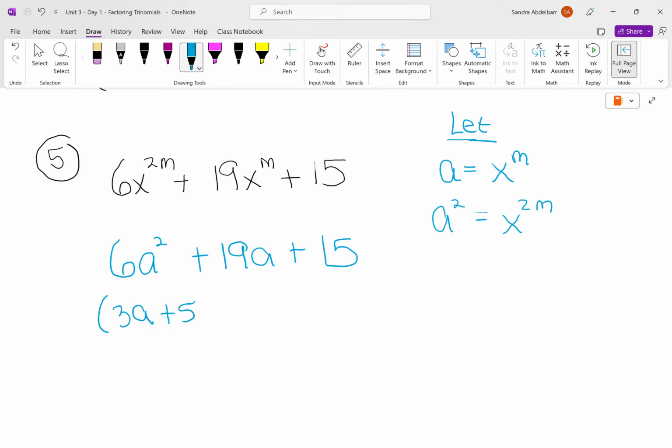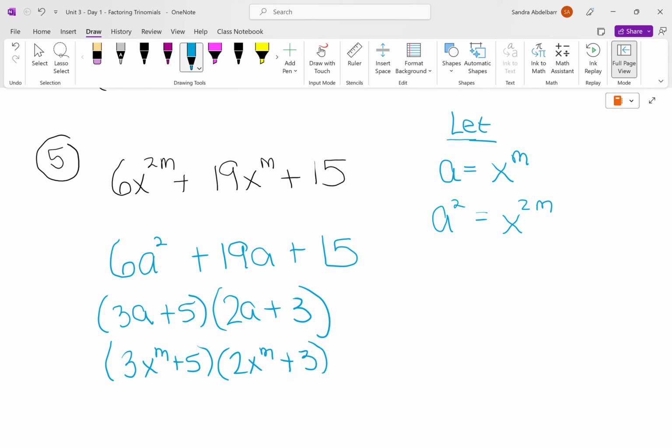If we didn't, let's say we would have gotten 3a plus 5 and then 2a plus 3. So if you factored using the a, right now this is in terms of a, but was my original problem in terms of a? No. So once I factored, I have to substitute back in. A equals what? A equals x to the m. So anytime I see an a, I'm going to substitute back in an x to the m. So this is 3x to the m plus 5 and 2x to the m plus 3. So you have to substitute back in.